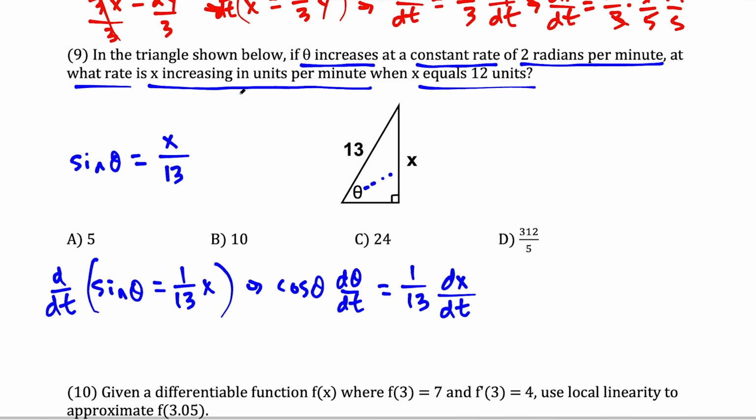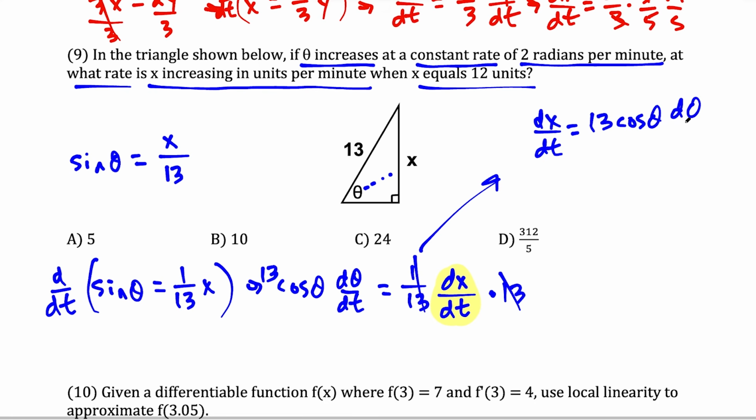So now our goal is to find at what rate is x increasing. So that means we're looking for this piece. We want to know what is dx/dt. So one thing we could do to make this look a little nicer is multiply both sides by 13, and that's going to get the 1 over 13 to cancel out next to dx/dt. So now I'll write the result over here. We have dx/dt is equal to 13 times cosine theta times d theta/dt.